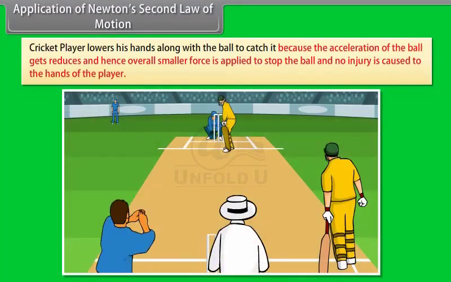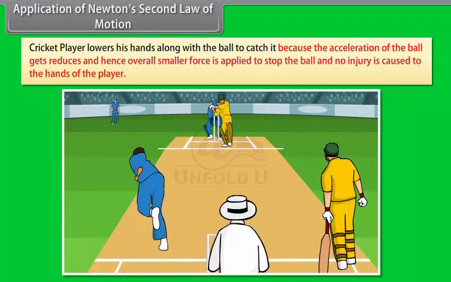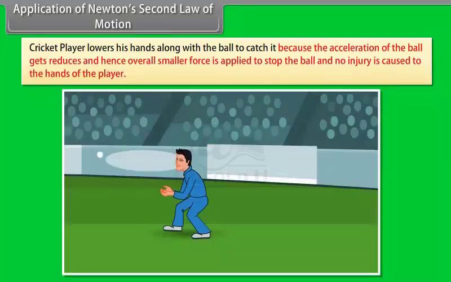A cricket player lowers his hands along with the ball to catch it because the acceleration of the ball gets reduced and hence an overall smaller force is applied to stop the ball, and no injury is caused to the hands of the player. Momentum. Momentum is mass in motion.